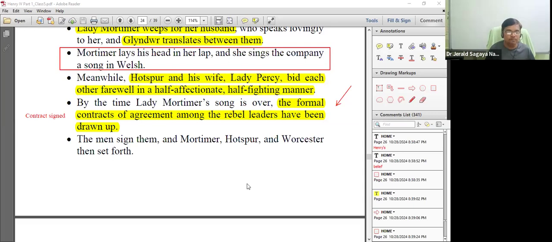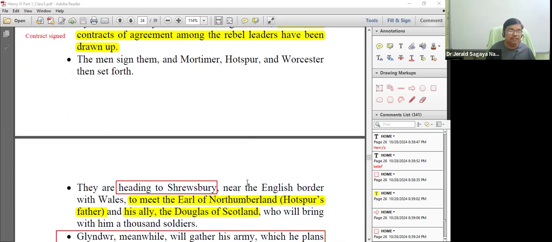After signing, all the rebel leaders, that is Mortimer, Hotspur and Worcester, set forth. They are going towards a place called Shrewsbury, which is very close to the English border, the Wales English border. They go from Wales up to the English border. And there they hope to meet the Earl of Northumberland.